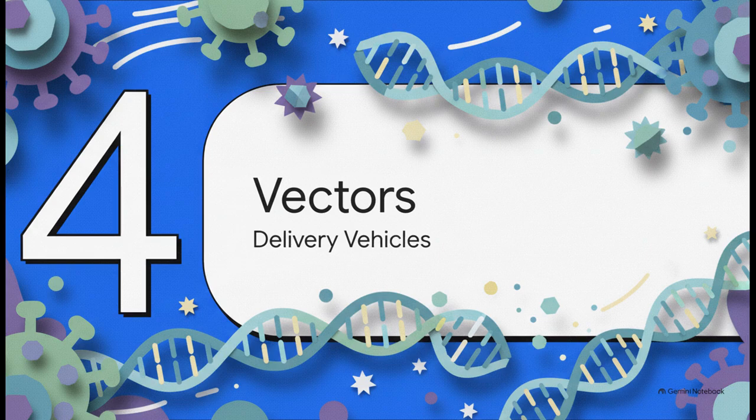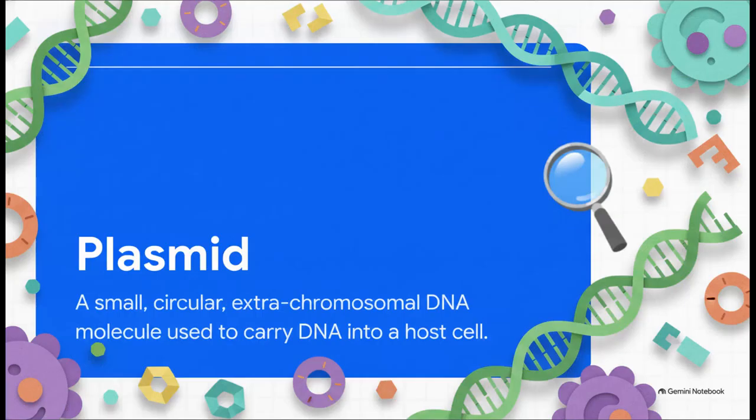Vectors, the delivery vehicles. Once your DNA is cut and glued, how do you actually ship it? Our most common delivery truck is called a plasmid. In nature, a plasmid is just a tiny, circular ring of extra DNA hanging out in bacteria, usually carrying handy survival traits like antibiotic resistance. But scientists have totally hot-rodded these natural rings. By adding things like multiple cloning sites, which act like loading docks for our restriction enzymes, and specific selectable markers, these plasmids become the absolute perfect customizable trucks for hauling foreign DNA straight into a new host cell.